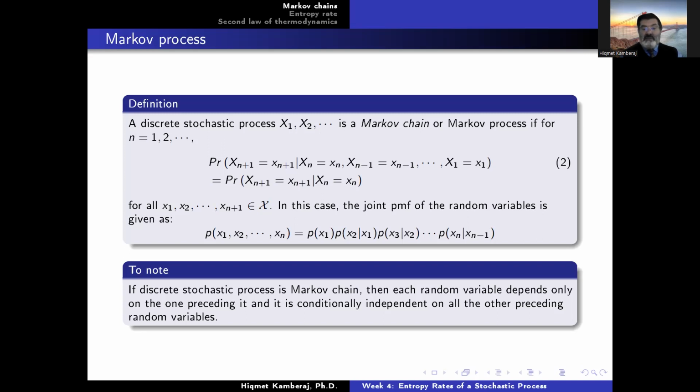In this case, the joint probability mass function of the random variables is given as P of x1, x2, and so on, xn. It is equal to the probability of obtaining x1 times the probability of obtaining x2 given x1 times the probability of obtaining x3 given x2, and so on, the probability of obtaining xn given xn minus 1. To note here, if a discrete stochastic process is a Markov chain, then each random variable depends only on the one preceding it, and it is conditionally independent of all the other preceding random variables.